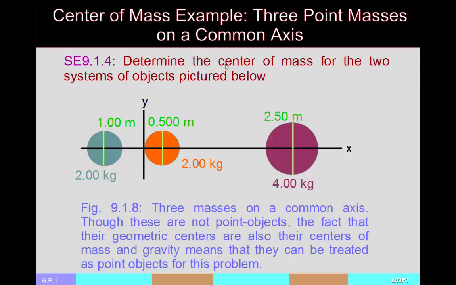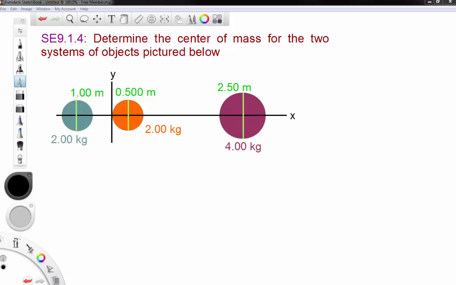Let's work an example using the theoretical method. Here I have a system of 3 masses, and I want to know what is the center of mass for this system. So the first system of the 2 systems is this one. There's going to be another one in a little bit. Basically, we're looking for our center of mass, and we notice that there is some symmetry here.